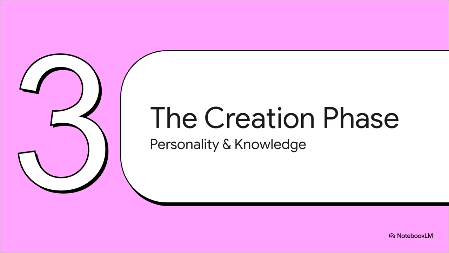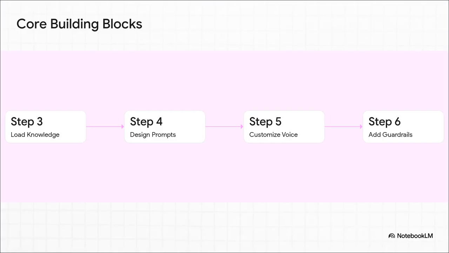Okay, blueprints in hand. We're switching hats now, from architect to builder. This is the creation phase, where we get our hands dirty and actually start to shape the AI's mind and its personality. This is the fun part. Now, this process has 4 core building blocks. We're going to give it a brain by loading it up with knowledge. We'll teach it how to interact by designing prompts and a custom voice. And then we'll set some ground rules or guardrails to keep it on the right track.